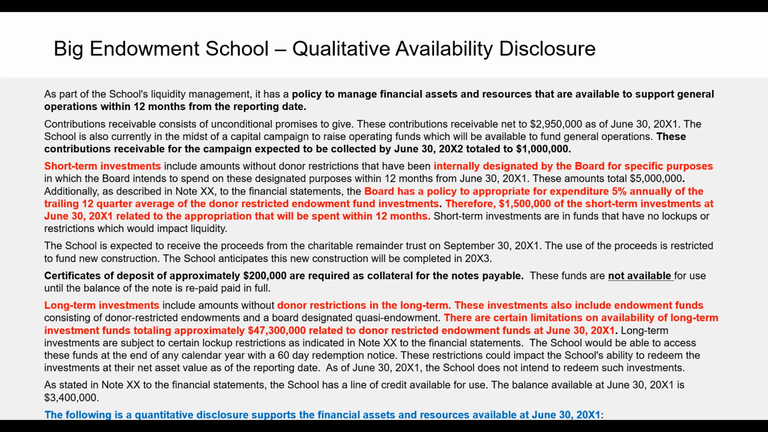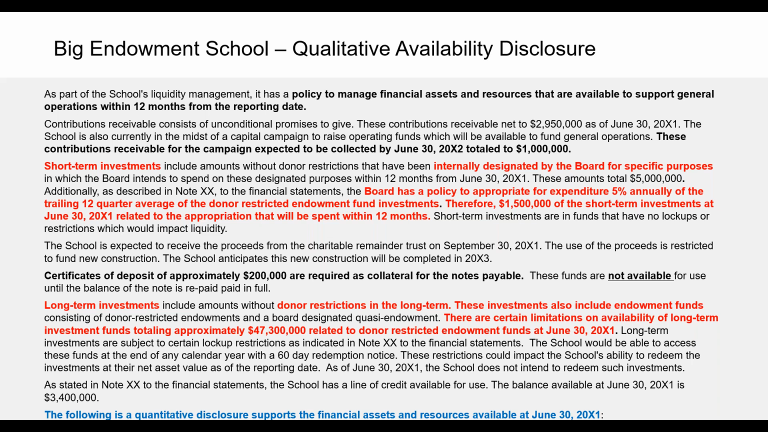next 12 months. So this is a time for you to really talk about what is my spending policy? What is my conservative spending policy? And what do I think my endowment draw will look like over the next 12 months? And be able to give that as a qualification of your availability footnote. The school is expected to receive proceeds from a charitable remainder trust. You can put that in there.